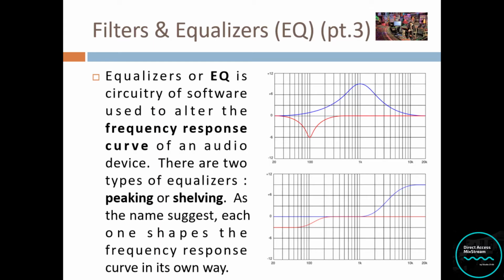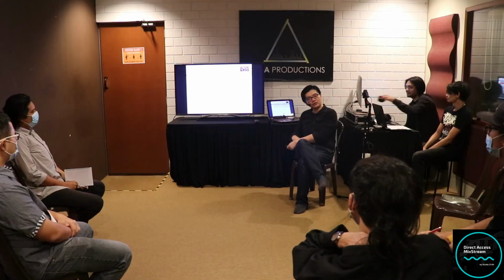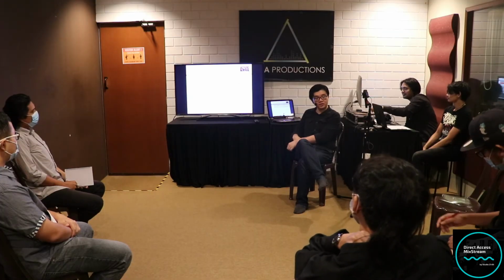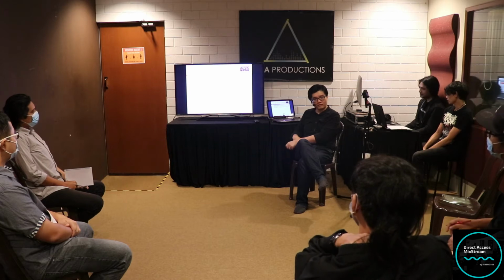Now shelving looks like this. Shelving looks like your cupboard shelf, or your kitchen shelf, a shelf looks like that. It's not always flat. Sometimes it can be a curve, but generally that's what a shelving filter looks like. You can either have a high shelf or a low shelf. High shelf affects the high frequencies. Low shelf will affect the lower frequencies. So you have those two types of EQs: peaking and shelving.